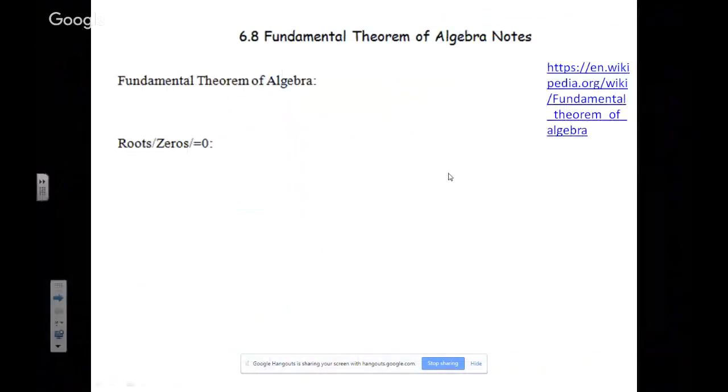All right, so we're looking at the notes of 6.8, the fundamental theorem of algebra.